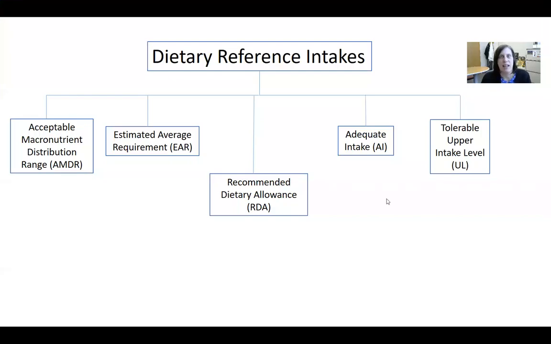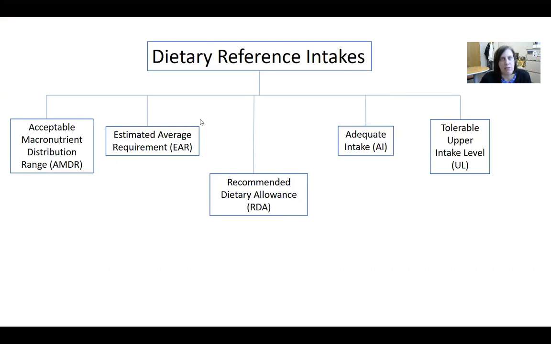So this video is about dietary reference intakes. Think of the dietary reference intakes as an umbrella. It's the overarching category with subcategories underneath it, including acceptable macronutrient distribution range, or AMDR, estimated average requirement, EAR, recommended dietary allowance, or RDA, adequate intake, AI, or tolerable upper intake level, UL. And these are all considered dietary reference intakes.